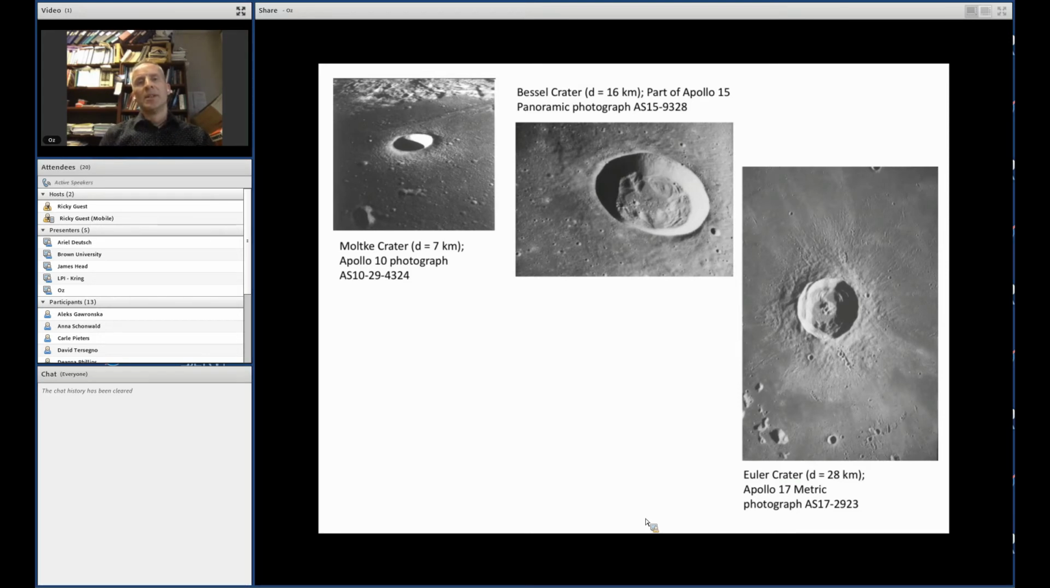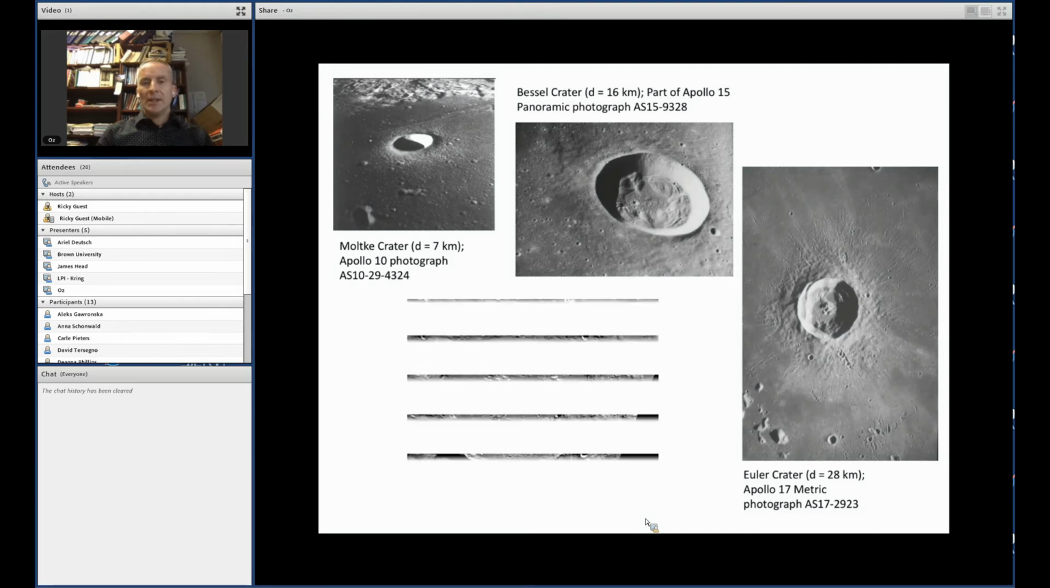And connecting these two are what we call transitional impact craters. You can see you get the start of slumping. And in bigger transitional craters, you do get terracing. But a key distinguishing feature is that you have no central uplift.